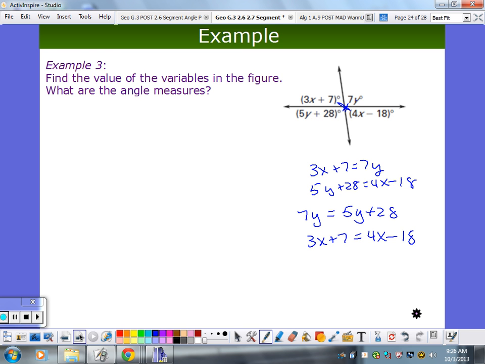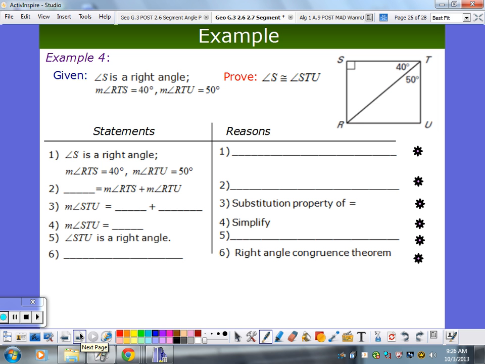So I want to give you some time to do other things today. Okay, so now I've got this proof. STU is 50. What am I proving? This angle, angle S, is the same as STU, this whole thing. Okay, that's where I'm headed. So I'm starting it. Angle S is a right angle.